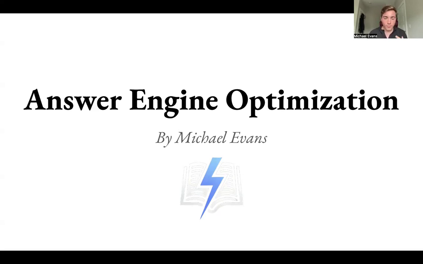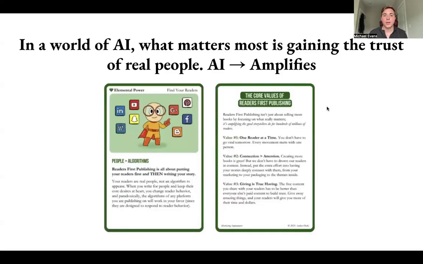Because whenever anyone talks about a new discovery platform, a new thing, we always have to question it and be like, is this worthwhile for us? So I'll say this up front. In a world of AI, what matters most is gaining the trust of real people. AI amplifies. That's how I think about AI. So if there's already a lot of trust that readers have in you, I think AI can do a really good job at amplifying that.